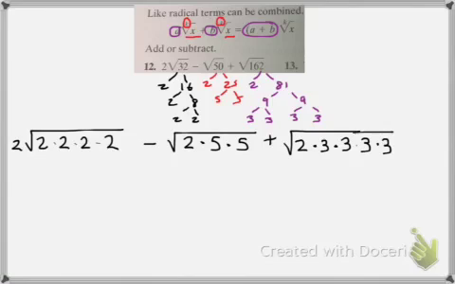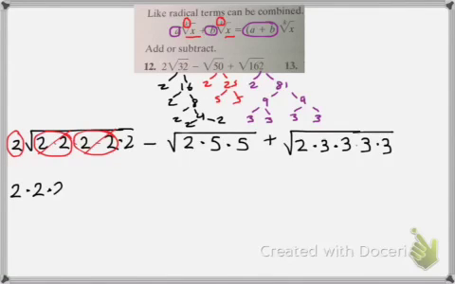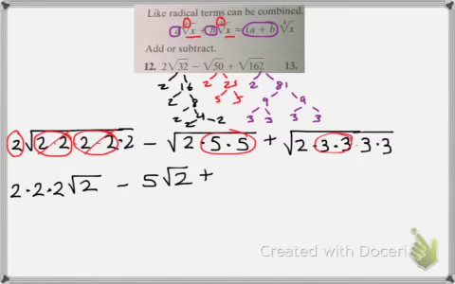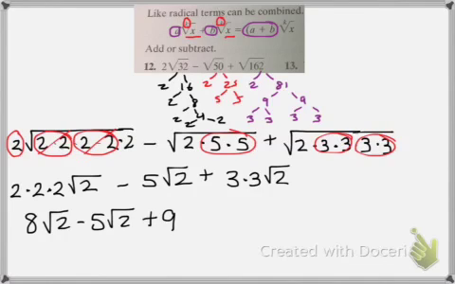Okay, I'm going to circle my groups of two. So here's a group of two. Oops, just noticed a mistake I made. So add an extra two in there. Remember when you bring these out front, you still have a 2 on the outside. So the outside is 2 times 2 times 2, root 2, minus 5 root 2, plus 3 times 3 root 2. So this gives us 8 root 2 minus 5 root 2 plus 9 root 2.